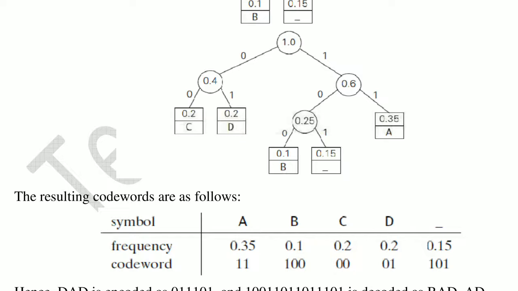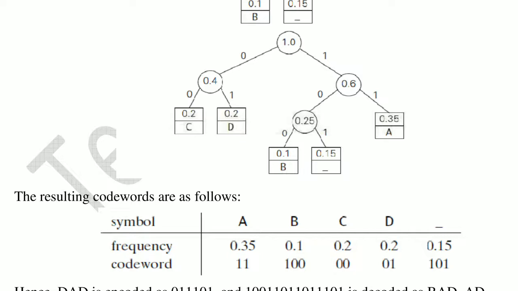Now the frequency of A is 0.35, right? So how do I reach A from the root node 1.0? The path I have to check: from 1.0 I have to travel to the right side and reach 0.6. From there, another right, and I reach the A node. So this path itself is the code. So 1, 1 is the code to reach A from the root node. Similarly for B, I have to traverse 1, 0, 0. So the path you have to check is 1, 0, 0.